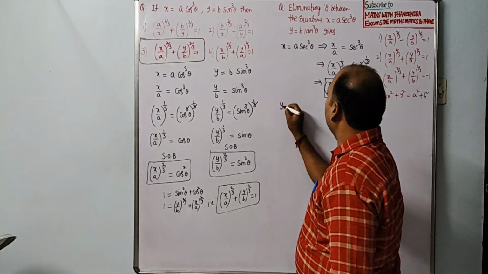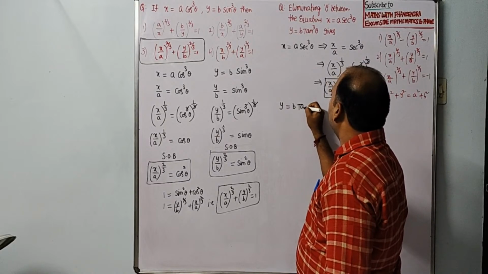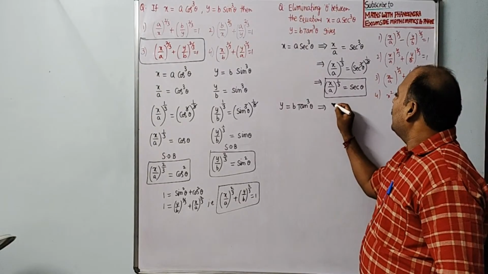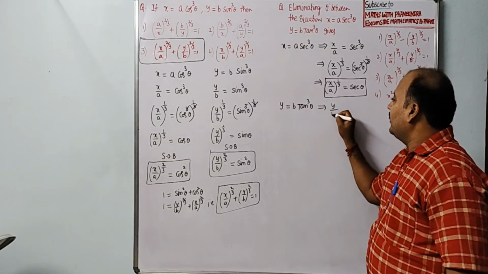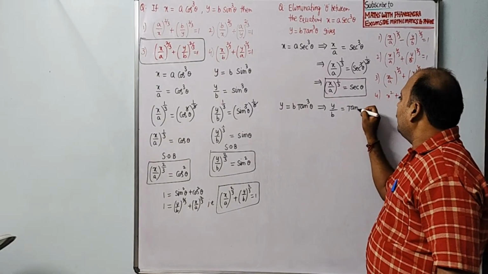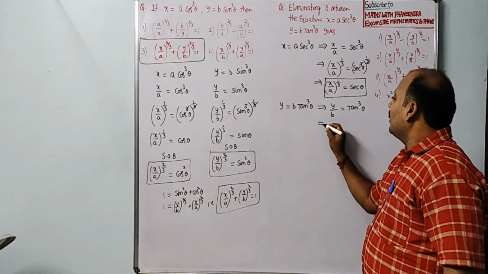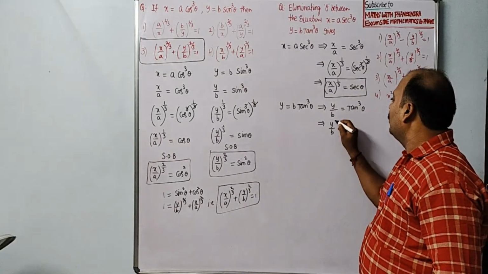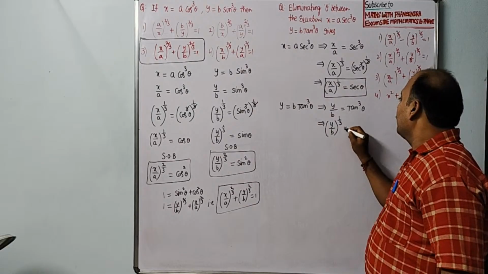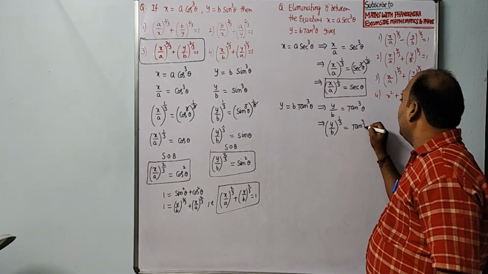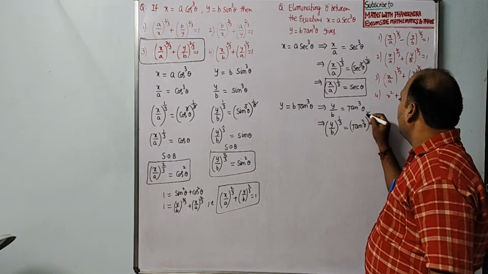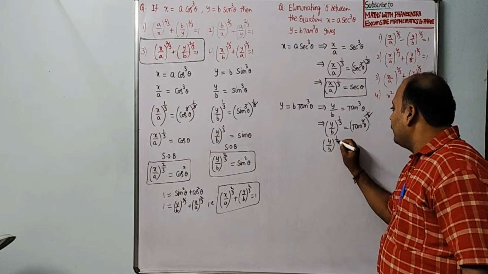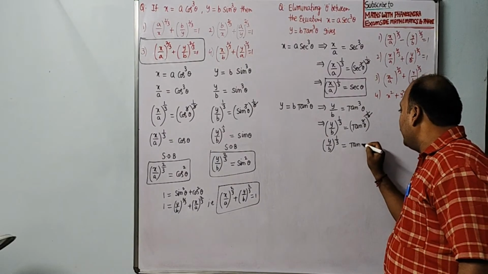So y equal to b tan cube theta. Follow the same procedure. That implies y by b, bring this side, tan cube theta. To remove the 3, raise both sides to the power 1 by 3. That is equal to tan power 3 theta whole power 1 by 3. 3 gets cancelled. So y by b whole power 1 by 3 is equal to tan theta.